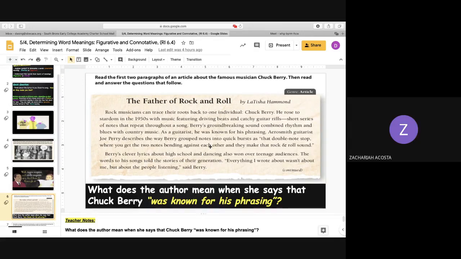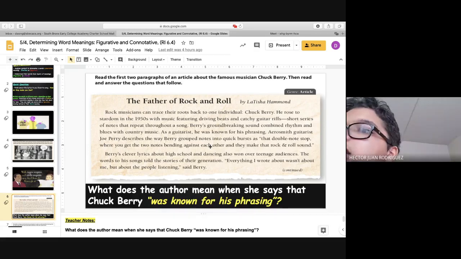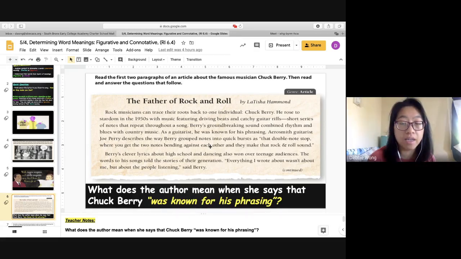Can I read next? Yes, Zach, you can read. So, what does the author mean when she says that Chuck Berry was known for his phrasing?